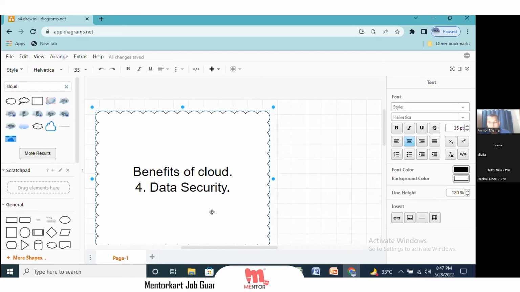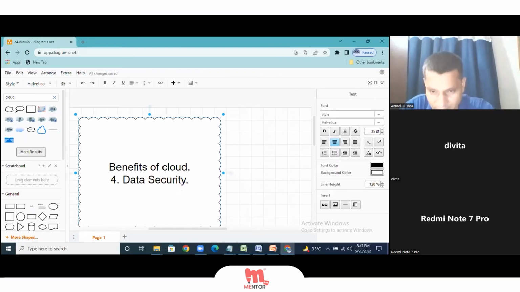The data is safe and secure. Yes, that is correct. Anyone try to give more answers? Data security, restriction of access.